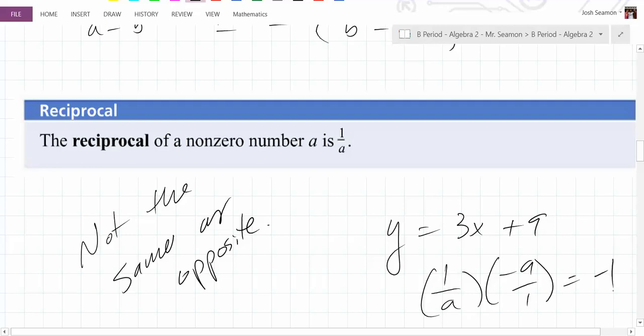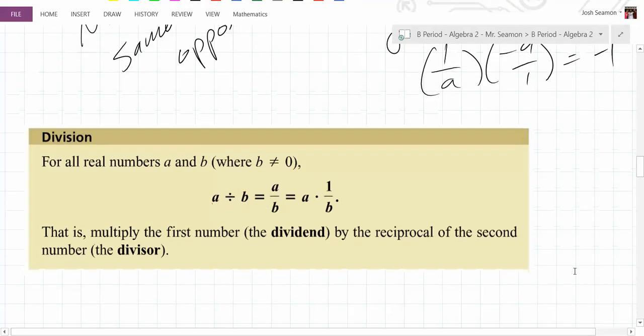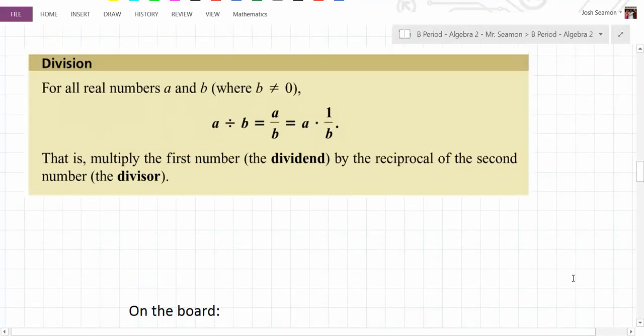Negative 1. The a's cancel, right? That's one example. When you divide by a number, dividing by b is the same thing as putting it in the denominator. Dividing by b is the same thing as multiplying by the reciprocal. When you divide by a over b, that's the same thing as multiplying by the reciprocal. Dividing is multiplying by the reciprocal, the related operation. So that's just what you need to do.